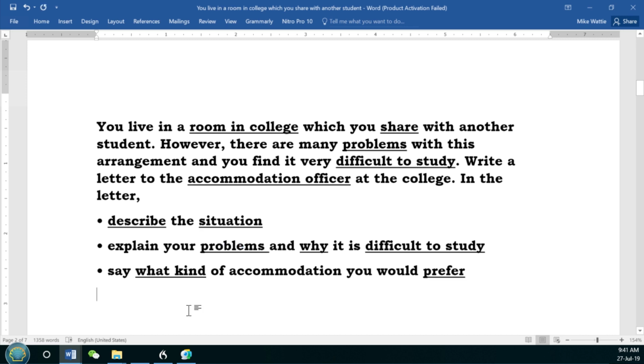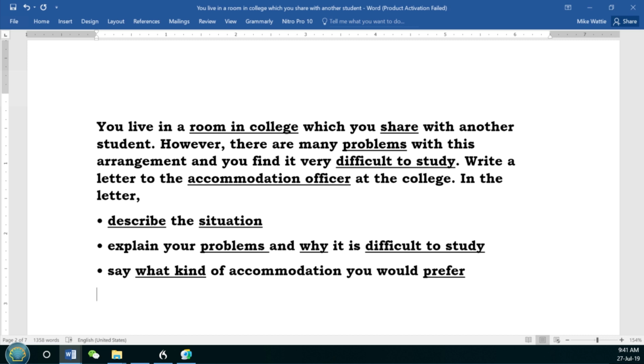Okay, and then the task instructions will look something like this after we underline some of the keywords. Room in college, share, problems, difficult to study, accommodation officer. Okay, so we get some sort of sense of what the requirements are from this sentence here. That basically we're living in a room, there's problems with this room that are preventing us from being able to study effectively, and we've got to write a letter to the accommodation officer.